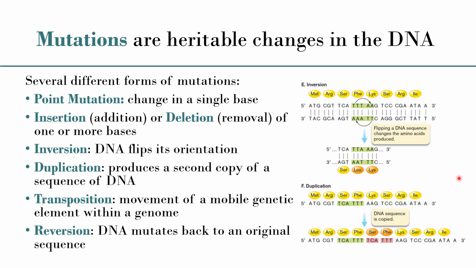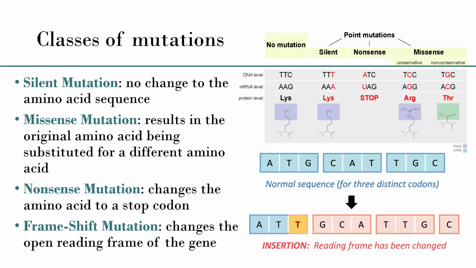We can duplicate a gene where a certain number of codons or bases get duplicated, and so we see the same amino acids or something like that occurring. In transposition, this is where we have a transposon or a mobile genetic element that jumps around within the genome and moves its location. Sometimes this can be into the middle of a gene, or when it jumps away, it may take a portion of a gene with it. And then there is reversion, where the DNA can mutate back to its original sequence.